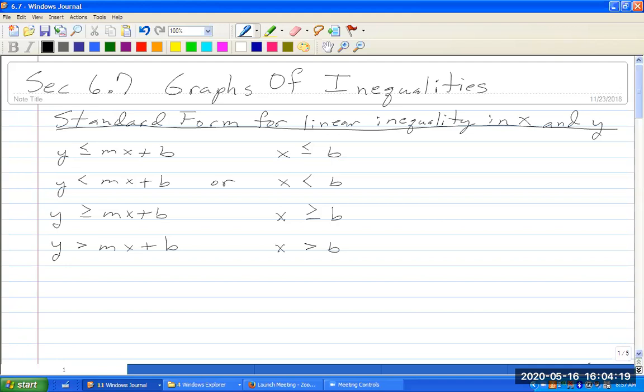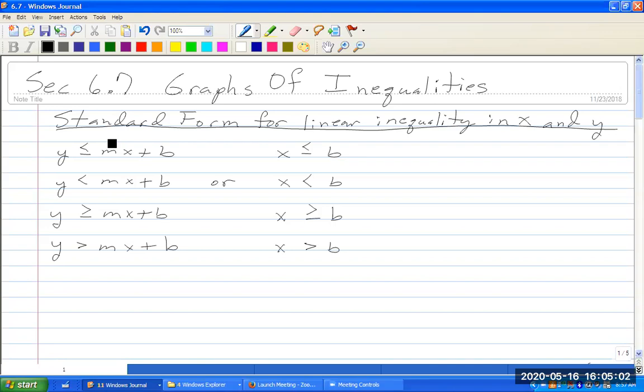We say that an inequality will be in one of the following standard forms. Basically, we've either solved for y, if we can solve for y, and the y will be on the left-hand side of your inequality. So it's in the form y is less than or equal to, less than, greater than or equal to, or greater than mx plus b.